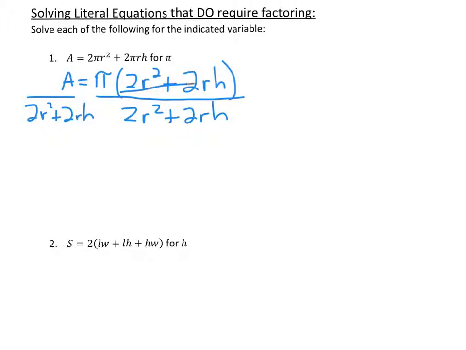That makes that entire expression cancel out, and it just leaves us with pi, which is what we want. So the answer here would be pi equals a over 2r squared plus 2rh.